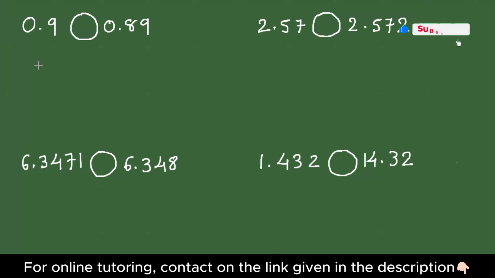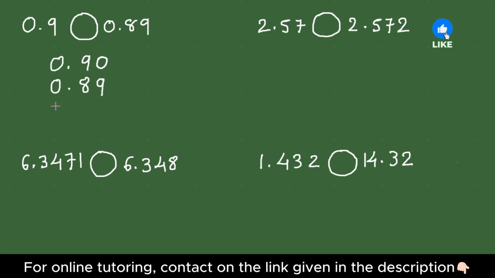In this video we are going to learn how to compare the decimal numbers. So first we have 0.9 and 0.89. Let us write 0.9 and 0.89 so that the decimal points are aligned under each other. Now in 0.89 there are two decimal places, so let us write a placeholder 0 in 0.9. So now we have 0.90.